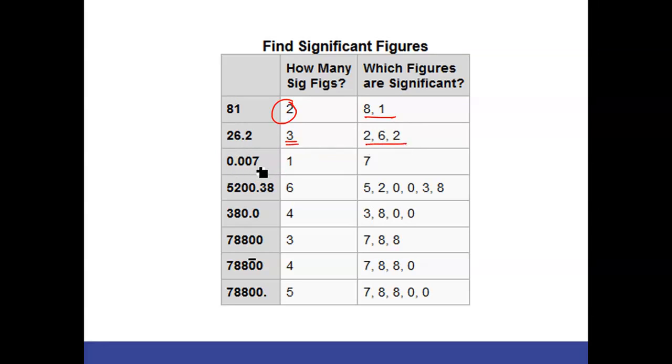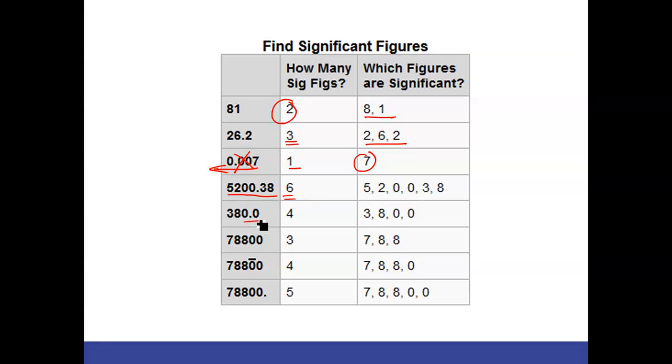This number has 7, but it has leading zeros. And as per the previous rules, leading zeros are never considered as significant figures. So there is only one significant figure, and that's the number 7 itself. This number has zeros in between significant figures or non-zero numbers. So all numbers are significant figures. So there are 6 significant figures, and they are 5, 2, 0, 0, 3, and 8.